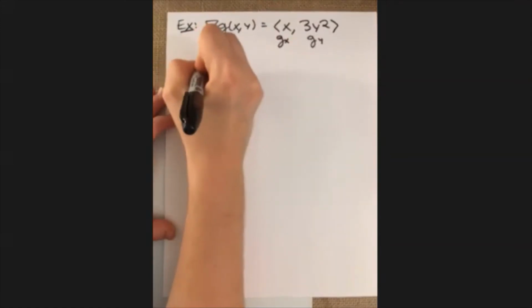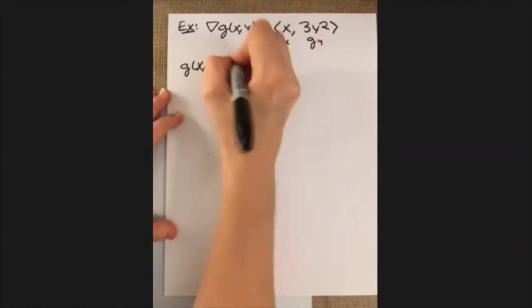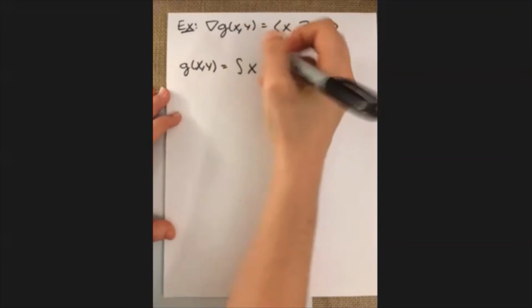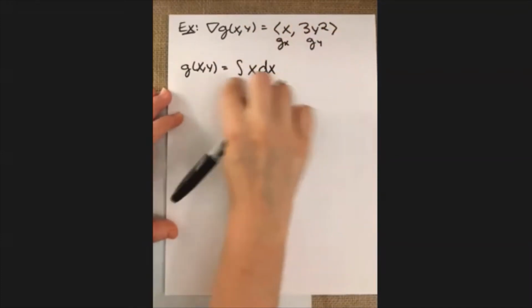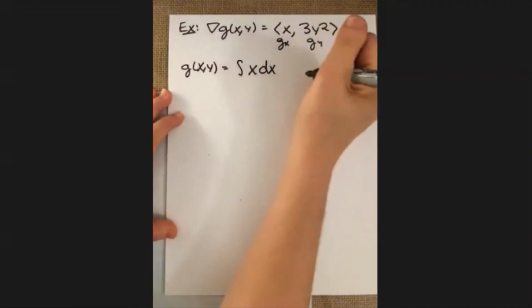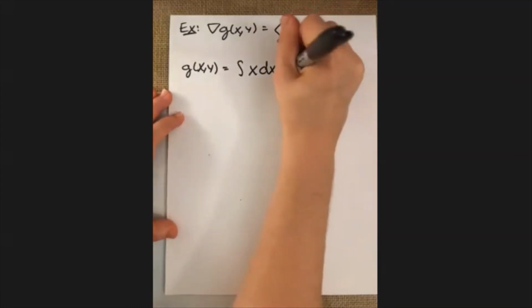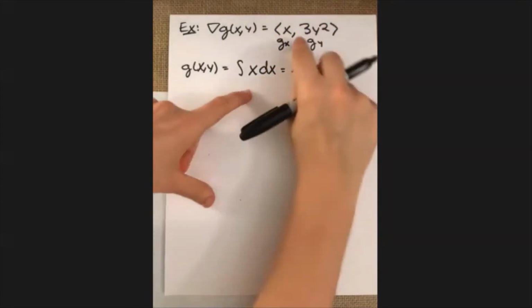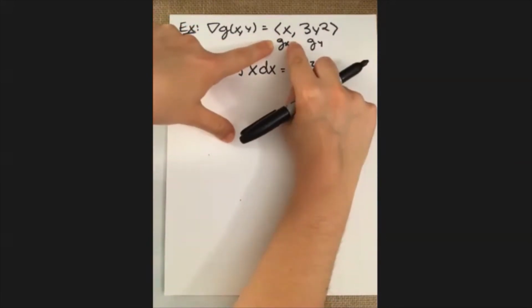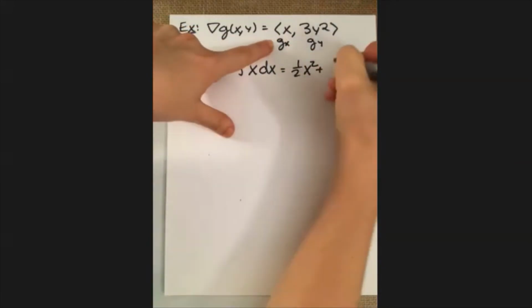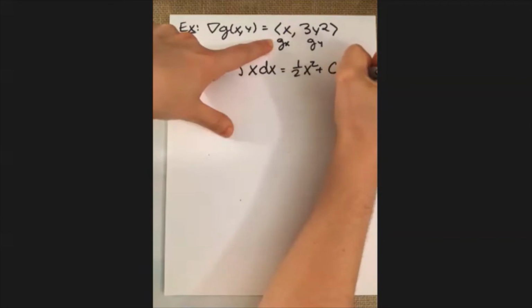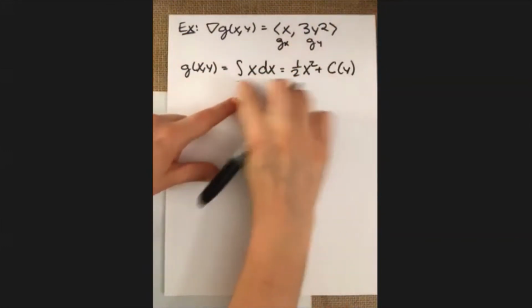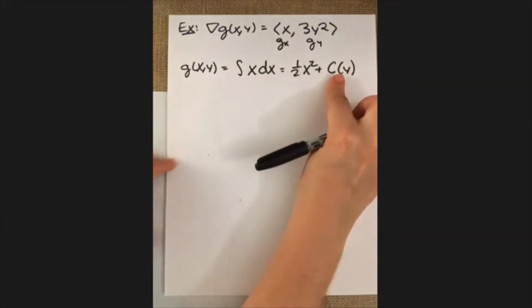So we know that g of xy has to somehow be equal to the integral of x dx. So this is undoing the partial derivative with respect to x. Well, that's just equal to 1/2 x squared. And then when we took this derivative, anything that was only in terms of y would have gone away. So there's some unknown function in terms of y that we weren't able to recover with the integral, but that we know could still be there.